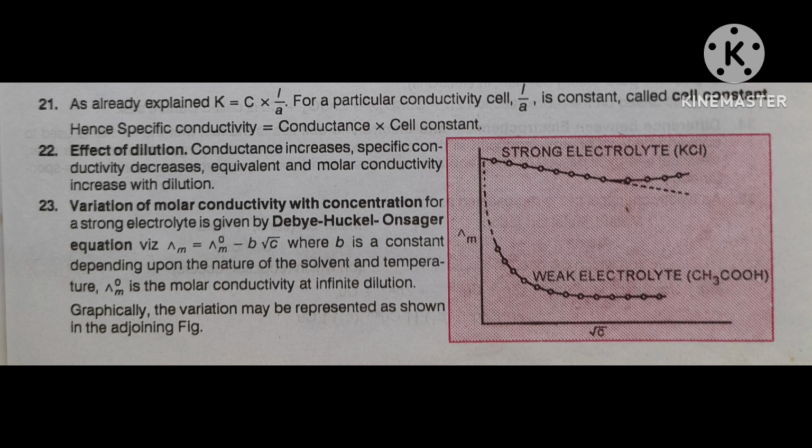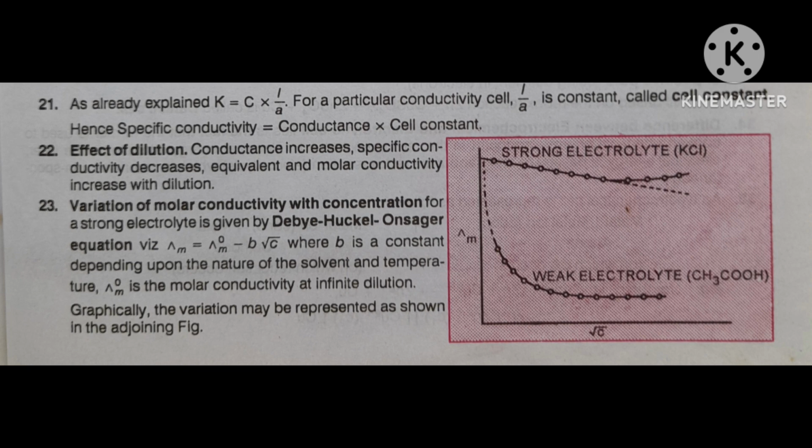Depending upon the nature of the solvent and temperature. B is a constant, and under root C, C is the concentration, and delta M is the molar conductivity. You can understand it like this: conductivity will be highest at zero concentration, at infinite dilution, because the ions are free to move.